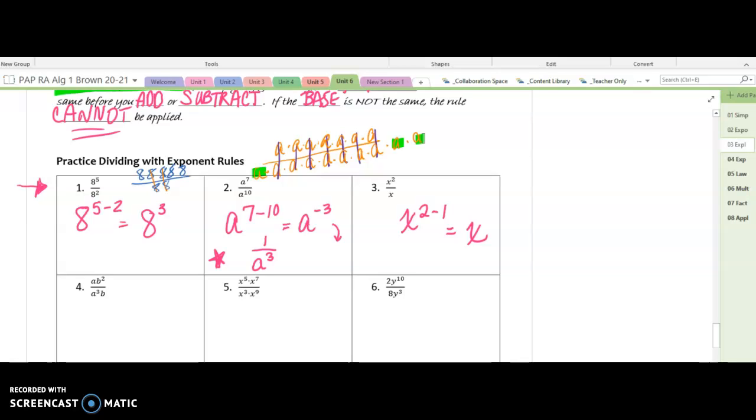All right, and then number 3, I have x squared divided by x, so that's 2 minus 1. Don't forget this is a 1 right here. 2 minus 1 is just the 1 right there. Okay. All right, let's see how you do on number 4 through 6. All right, be back in a second.